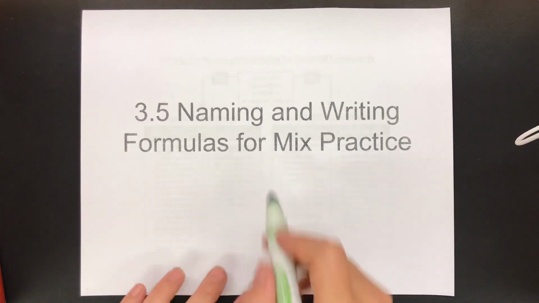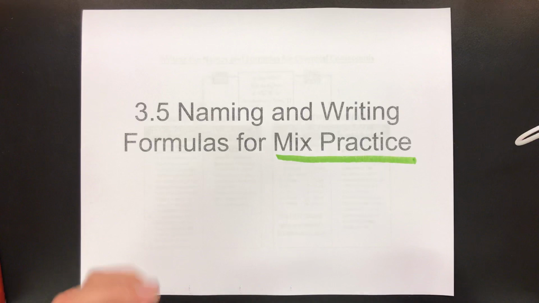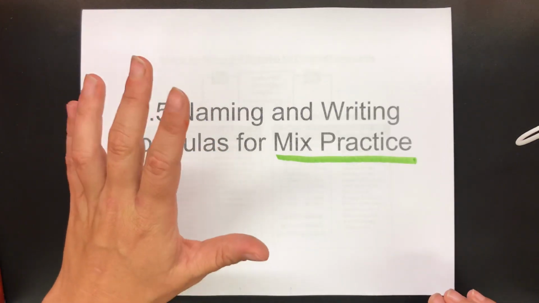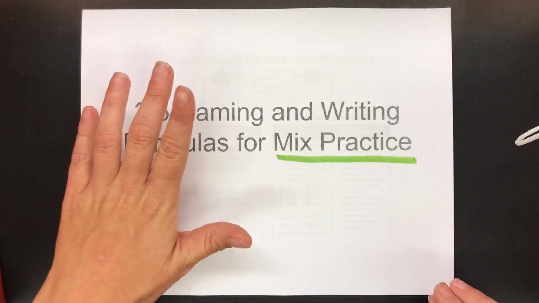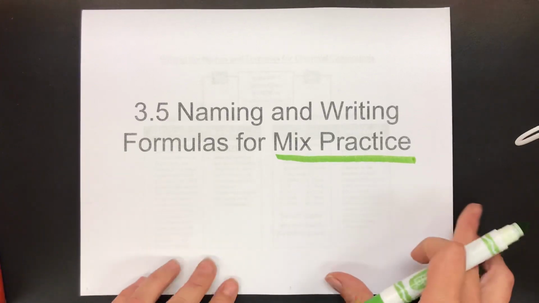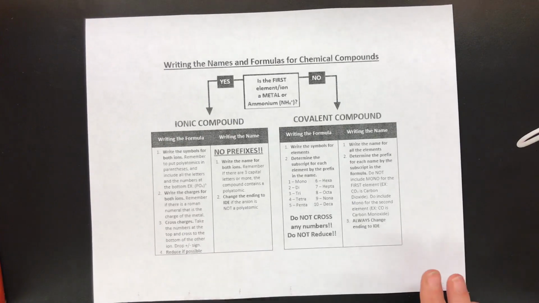3.5 naming and writing formulas for mixed practice. So in the previous videos we've gone over ionic and we've gone over covalent. You already know how to do everything in this video. The problem is now I'm going to give you a formula and you're going to have to give me the name of it or vice versa, but I'm not going to tell you whether it's ionic or covalent. And remember, they have two different sets of rules. So you've got to figure out, what do you do? Okay? So the first thing you got to figure out is whether it is ionic or covalent first.